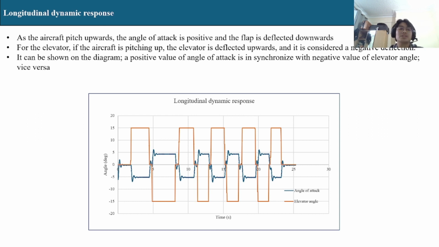So this section is the longitudinal dynamic response. As the aircraft pitches upwards, the angle of attack is positive and the flap is deflected downwards. And for the elevator, if the aircraft is pitching up, the elevator is deflected upwards and is considered a negative deflection. It can be shown on the diagram. A positive value of angle of attack is in synchronous with the negative value of elevator angle.